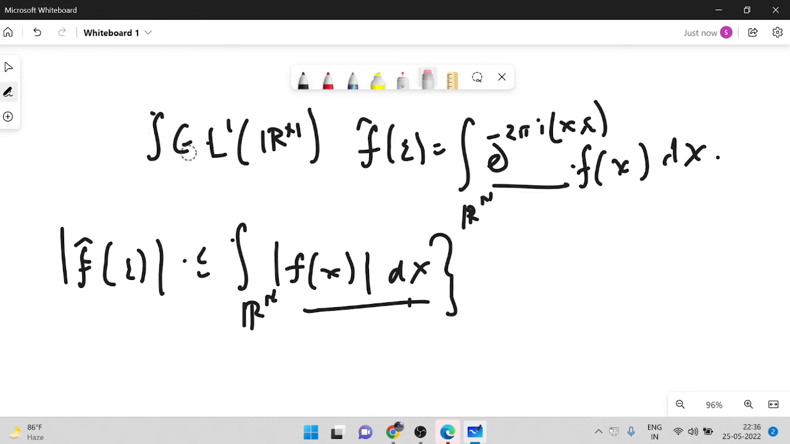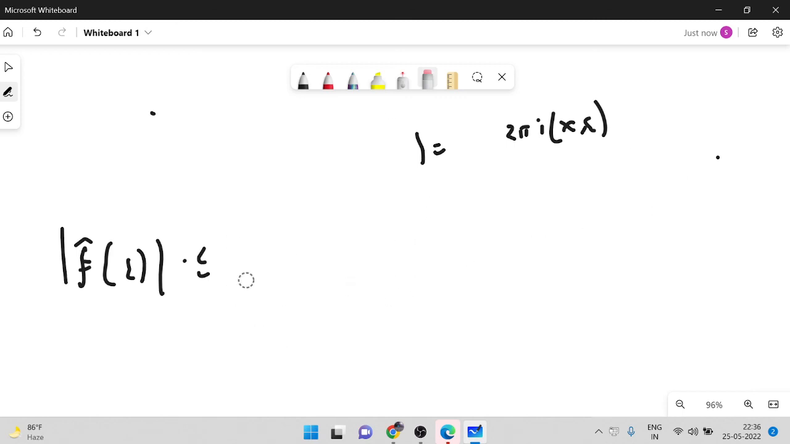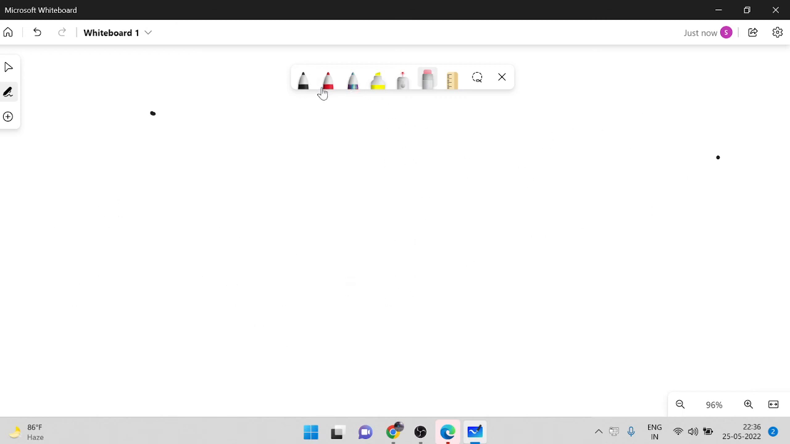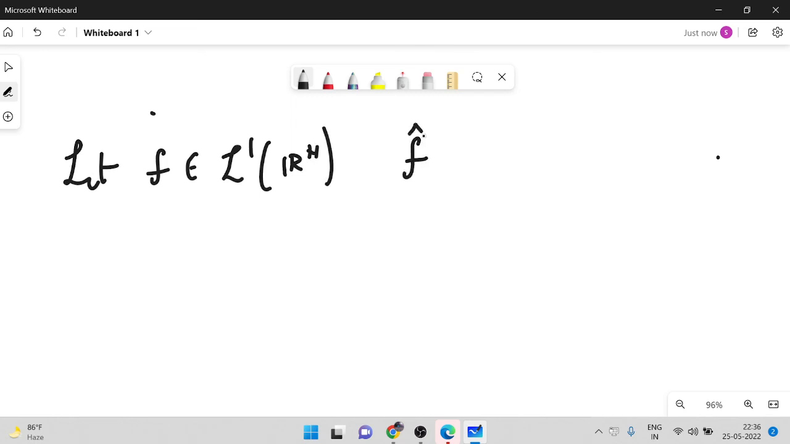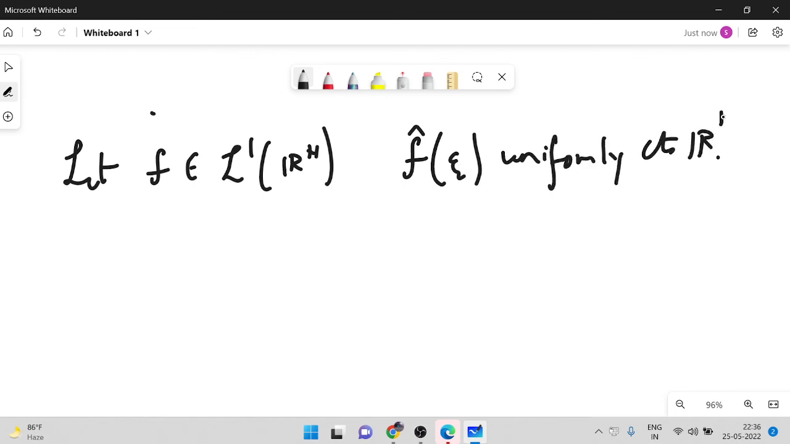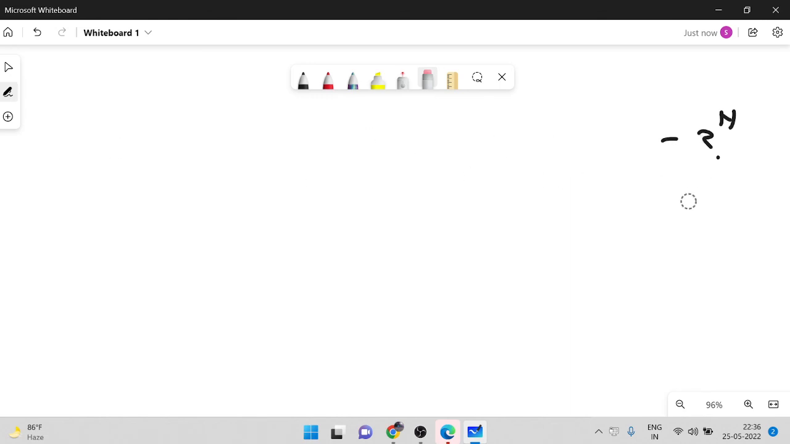So I'll just state a theorem directly. Let f be a locally integrable function. Then f hat of epsilon is uniformly continuous in R^n. This is something that I am stating without proof. It's kind of simple, but we just have to subtract and then we will have an upper bound.